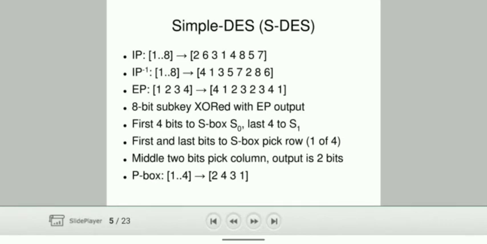IP of 1 2 3 4 5 6 7 8 gives 2 6 3 1 4 8 5 7. IP inverse of 1 to 8 is 4 1 3 5 7 2 8 6. EP of 1 2 3 4 gives 4 1 2 3 2 3 4 1. The 8-bit subkey is XORed with the EP output. The first 4 bits go to S box S0, the last 4 to S1. The first and last bits of each pick the row, one of 4. The middle 2 bits pick the column. The output is 2 bits. P box of 1 to 4 gives 2 4 3 1.